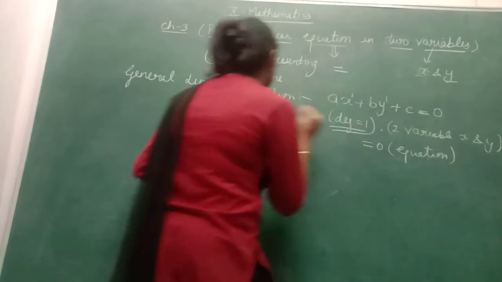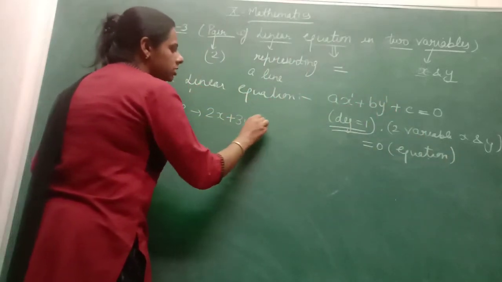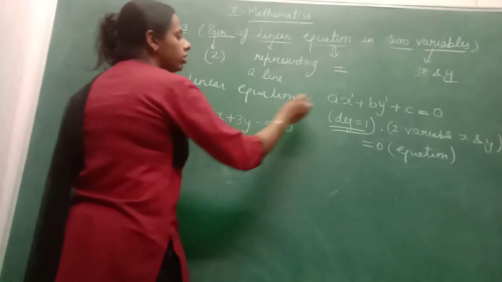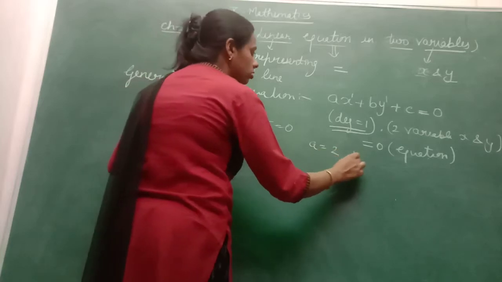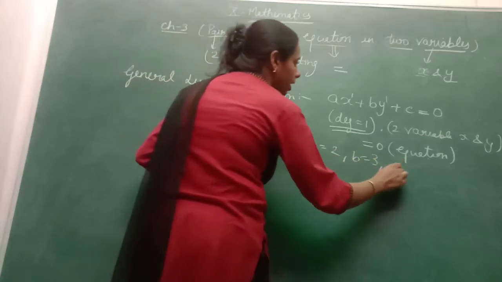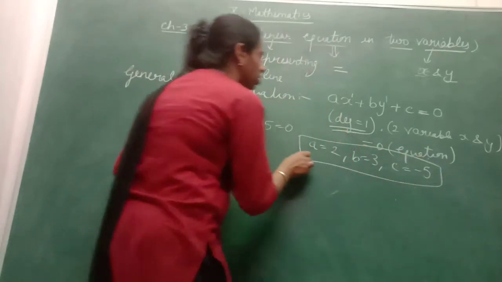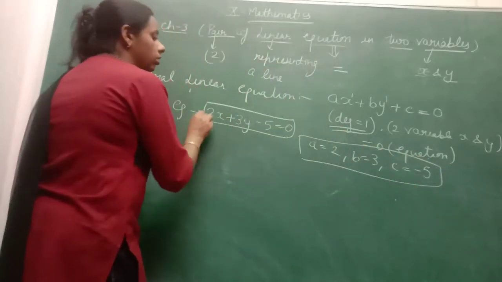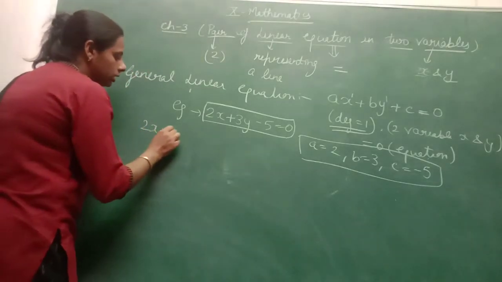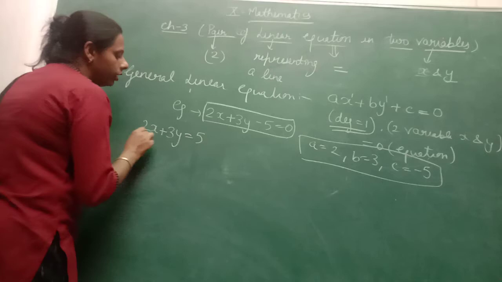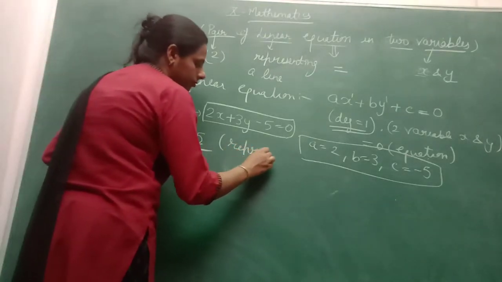Okay, if I take the general one, that is 2x plus 3y minus 5 equal to 0. On comparing with the general equation, I have the value of a is 2, value of b is 3 and value of c is minus 5. And what does it represent? Actually, it represents a line.